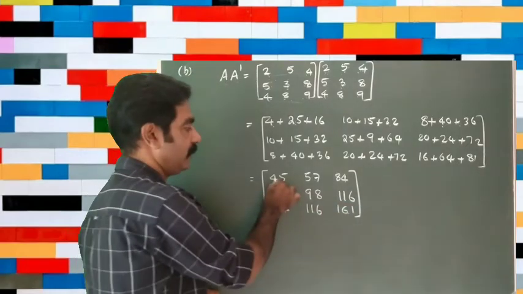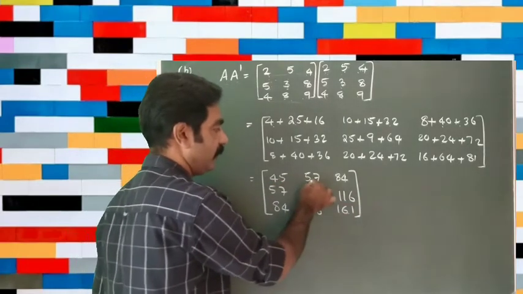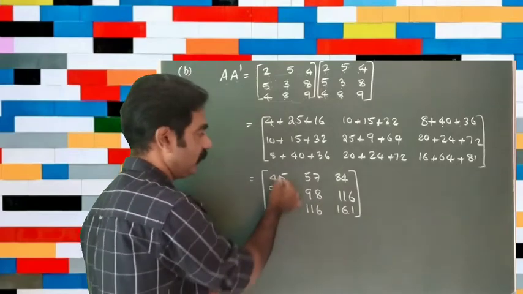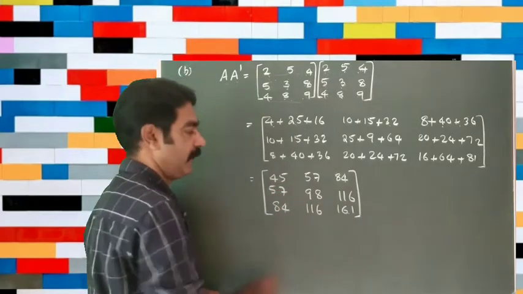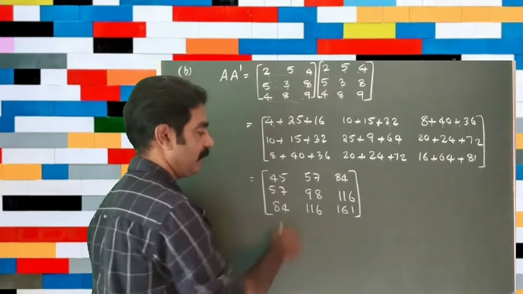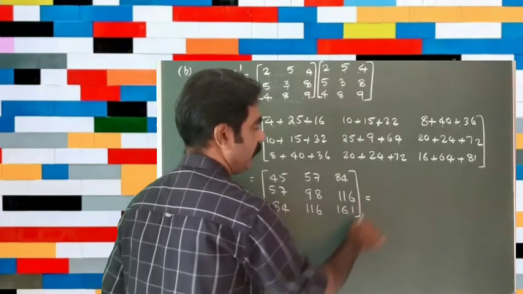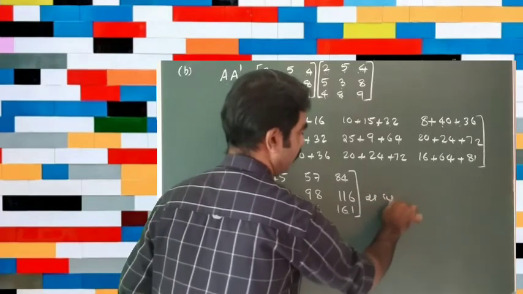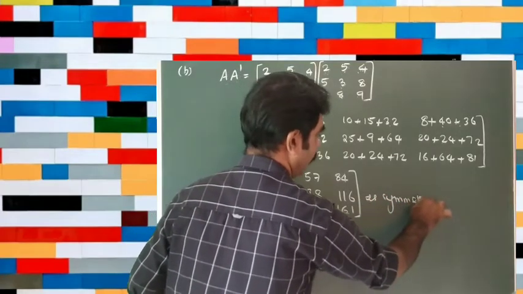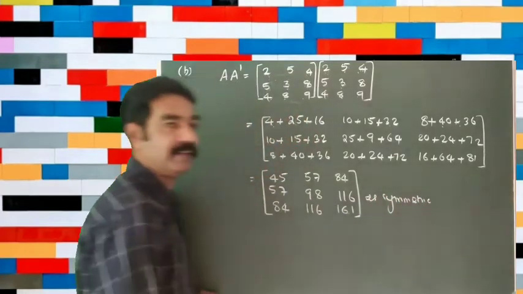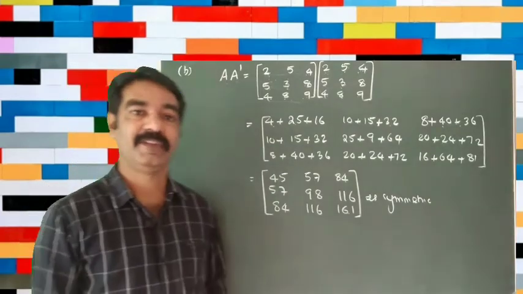See here, the first row is 45, 57, 84. The first column is also 45, 57, 84. And the second row and second column are equal. Third row and third column are equal. So this is a symmetric matrix. So A into A transpose is also a symmetric matrix. Hence verified.